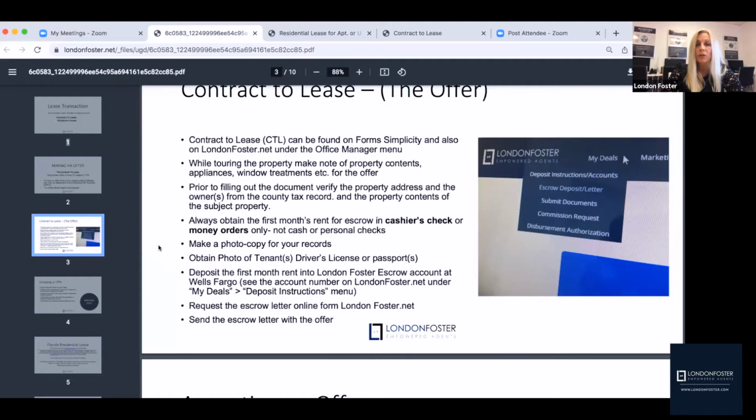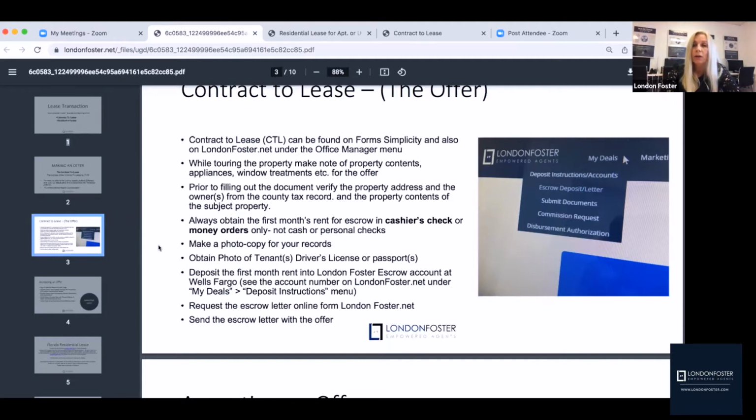When you're doing the contract to lease, particularly before you send it to the agent, you always want to make sure you have that first month's rent in escrow at our office. A lot of times people wait until they do the contract to lease to see if the listing agent accepts it or not. But it's always a good idea because it says right on that contract to lease that it's already in escrow. You don't want to have to track your client down to get that money after it's already been approved. So you want to make sure you get that cashier's check.